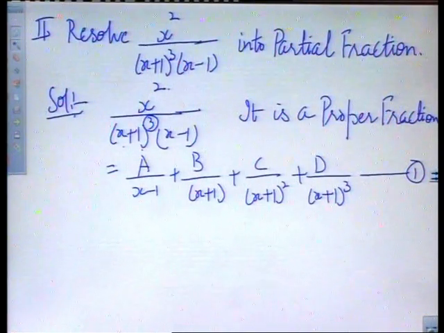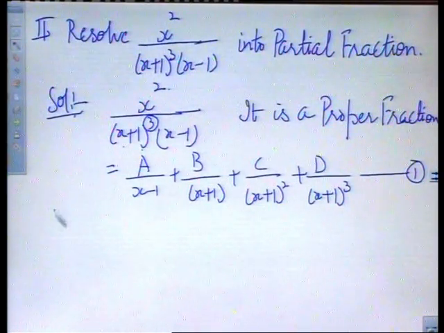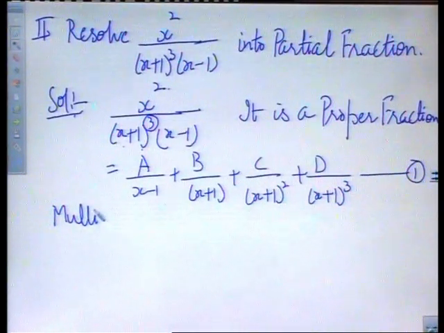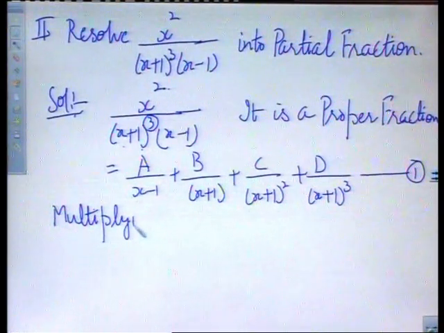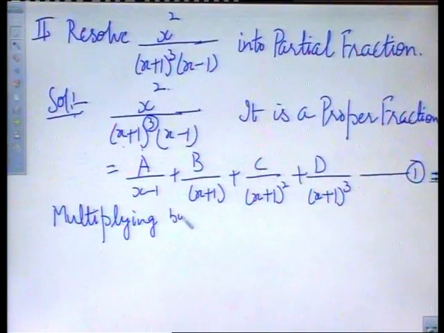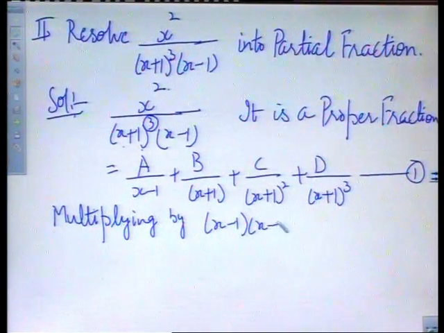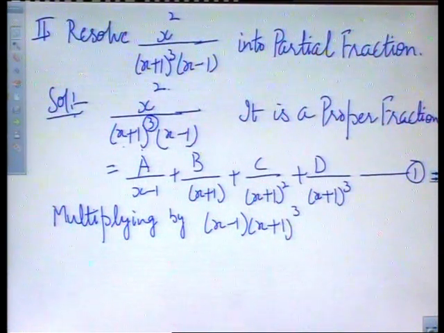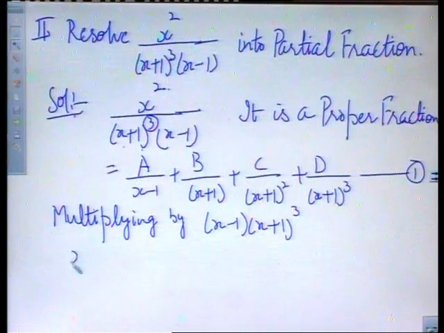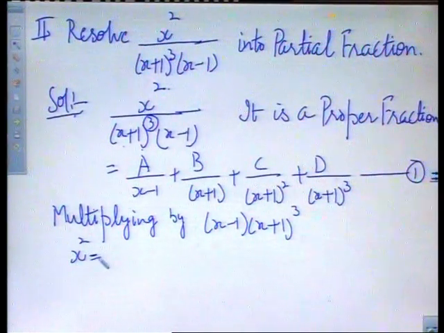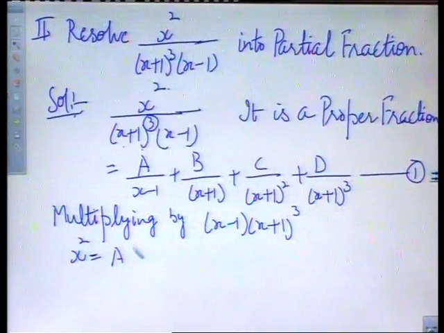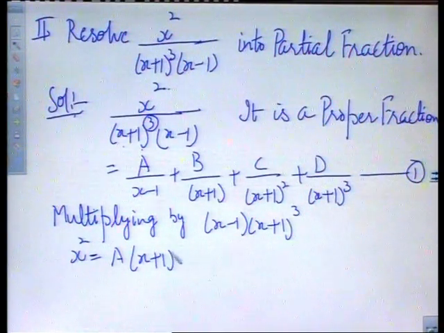Now, the next step is we multiply by its LCM, multiplying by x minus 1 into x plus 1 cube. When we multiply, we get the equation as the left hand side as x square, right hand side as A into x plus 1 cube plus B.